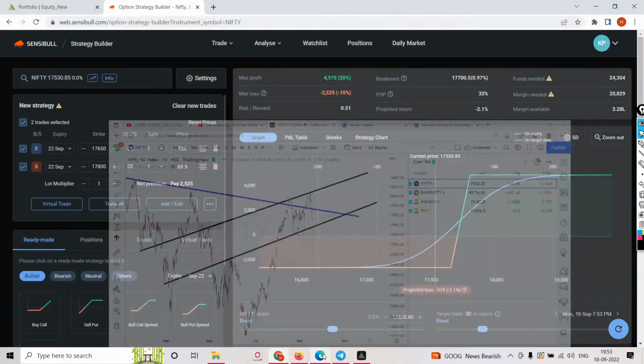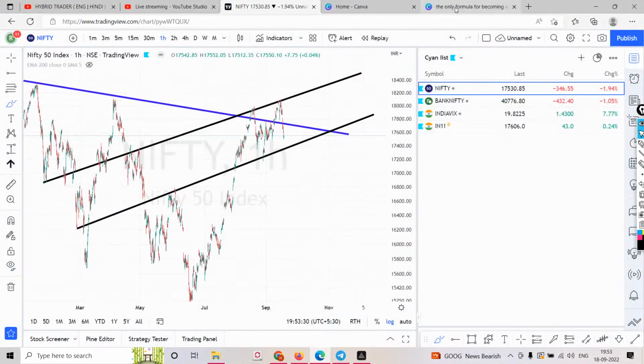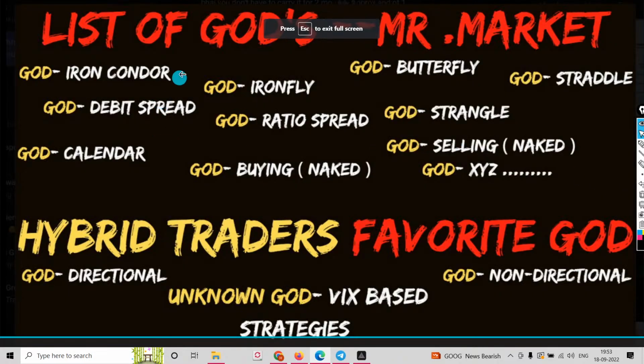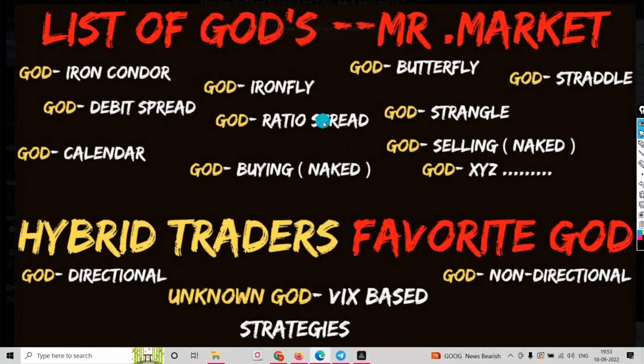Okay, and there is one last slide before I go to the Q&A. This is boss. I do not have any wrong intention of mapping the gods, I'm just telling you for fun. Your market has this so-called list of gods, and you have to select your own god. We have God in the form of iron condor, debit spread, calendar, iron fly, ratio spread. This many gods we have, so you have to select.